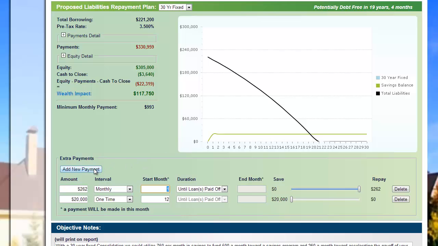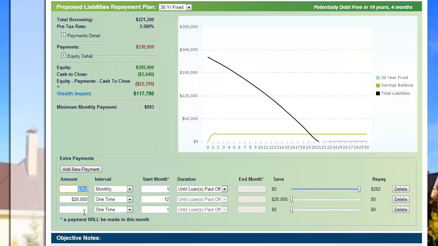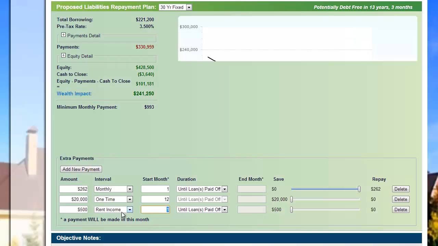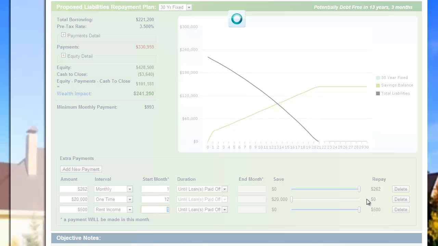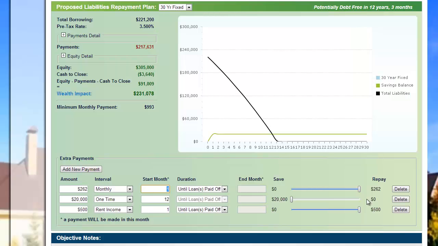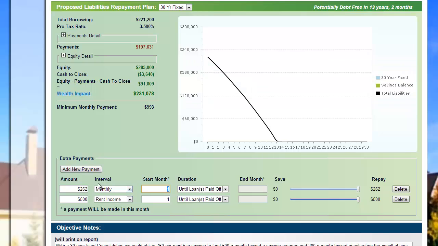So just about anything you can imagine modeling, you can model here for a consumer to show all kinds of different scenarios. Let's say that I'm going to rent a room for $500 a month. So I've got $500 in rental income coming in, and I want to take that rental income that's coming in, and I want to also have that go towards my mortgage and extra payment. So now I'm paying my $262 extra plus my rental income of $500, and I'll get rid of that $20,000.